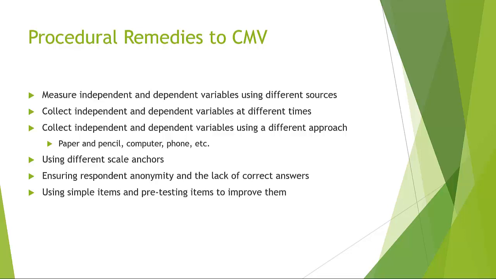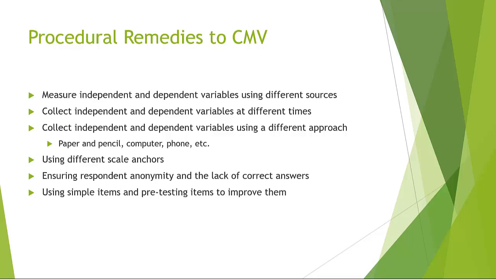So to continue on with some of the procedural remedies, I can collect my independent and dependent variables from different sources. Maybe I'll collect all of my independent variables from the respondent themselves, and the dependent variable from their boss, or maybe I'll look at an objective measure like their sales performance. If they're a salesperson, I might even survey the customers that they serve to get an idea as to their performance. I can also collect my independent and dependent variables at different times or using different approaches.